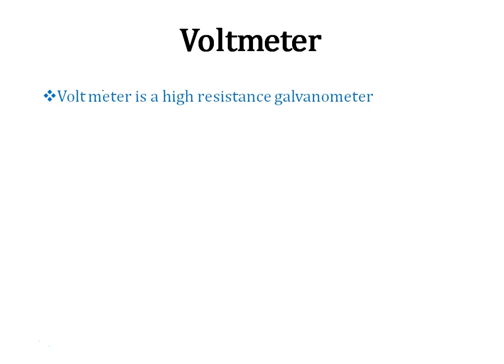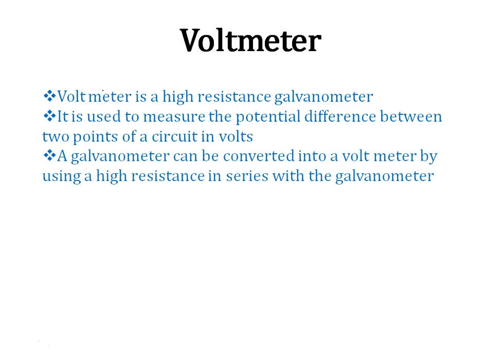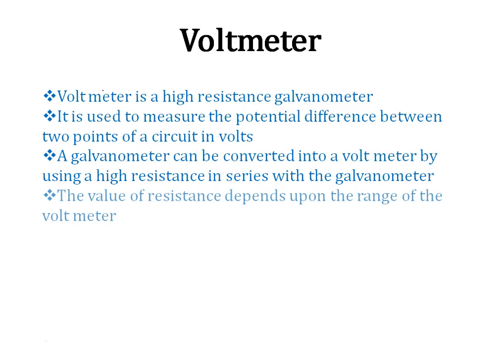A voltmeter is a high resistance galvanometer. It is used to measure the potential difference between 2 points of a circuit in volts. And any galvanometer can be converted into a voltmeter by using a high resistance in series with the galvanometer. The value of the resistance depends upon the range of the voltmeter. You want to convert the given galvanometer into a 2 volt or 3 volt or 4 volt voltmeter range.